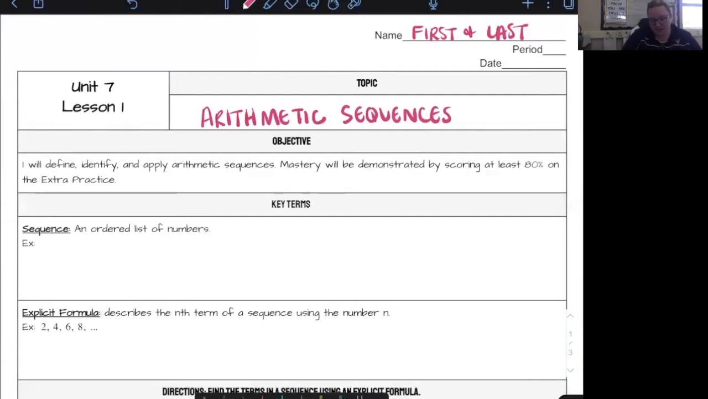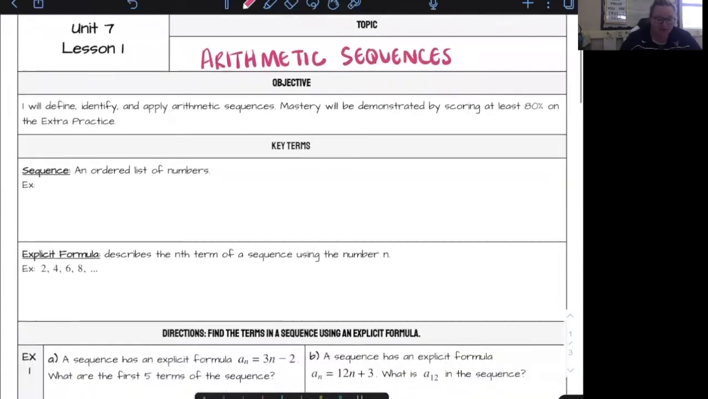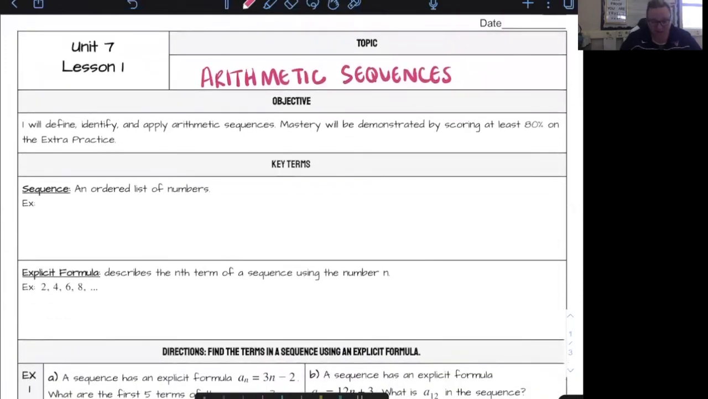So our topic today is arithmetic sequences. We're going to be talking about these things called sequences all week. Today we're doing arithmetic sequences. On Thursday and Friday we'll do geometric. So today's objective is I will define, identify, and apply arithmetic sequences. Mastery will be demonstrated by scoring at least 80% on the extra practice.